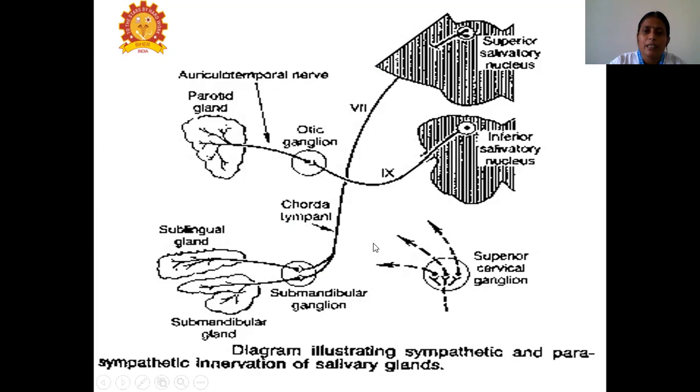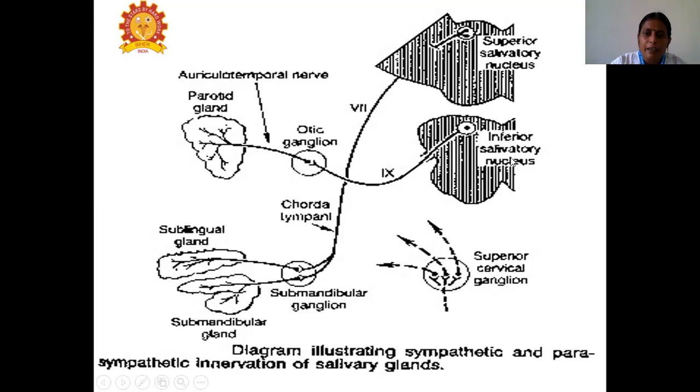In this picture, you can see the nerve supply to the salivary glands. These two are the submandibular and sublingual glands, and the one above is the parotid gland. For the submandibular and sublingual glands, the preganglionic fibers arise from the superior salivatory nucleus, travel via the chorda tympani branch of the facial nerve, and go to the submandibular ganglion. From the submandibular ganglion, postganglionic fibers arise and supply the submandibular and sublingual glands.